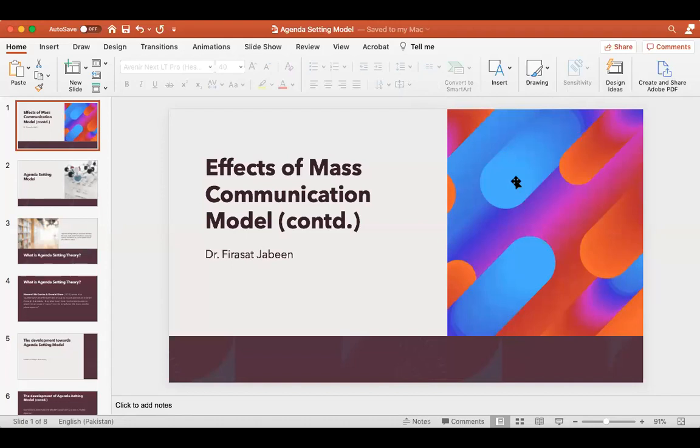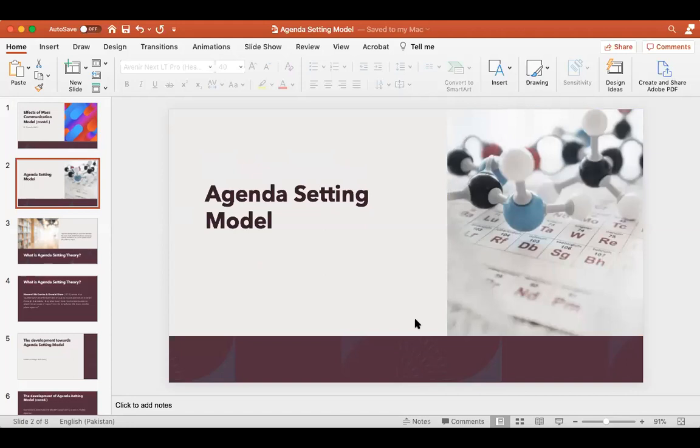Then we talked about the diffusion of innovation model, which was related to the idea of how information is diffused in society, especially information related to an innovation. Here we are going to talk about another model which is related to effects of mass media. As you can see on the screen, its name is the agenda setting model. So let's begin our discussion.